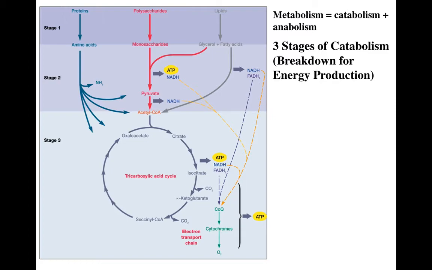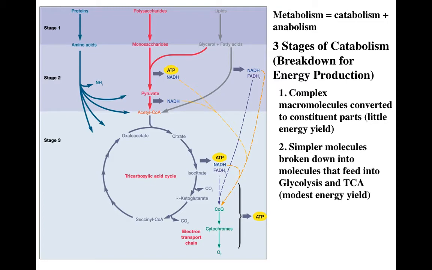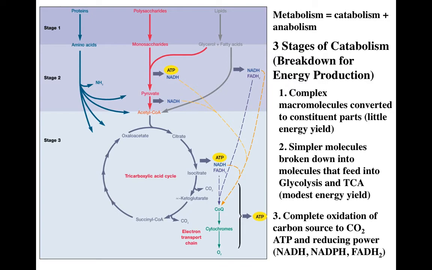Then at stage 2, simpler molecules are created to feed into the glycolytic pathway. Not much energy yield in here. Most of the energy yield is going to occur in stage 3, where you have the complete oxidation of these molecules. So you have the glycolytic pathway generating a small amount of ATP. The end product of that, acetyl-CoA, goes into the famous TCA cycle, which is going to generate all of the oxidations, which are going to generate electrons to feed into the electron transport chain. Here's oxygen as the terminal electron acceptor generating ATP. This is where most of the energy is generated.